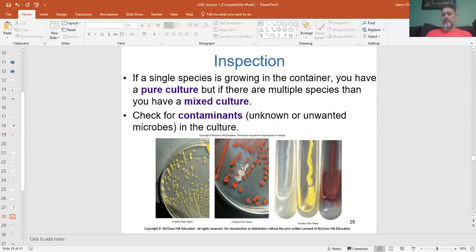This one here is most likely contaminated because it's just isolated here. Over here, you have the white and the yellow all over the place in it. So that one there was a mixed culture. And over here, they're showing you pure cultures. There's just that white culture, the yellow culture, and the red culture, individual ones.